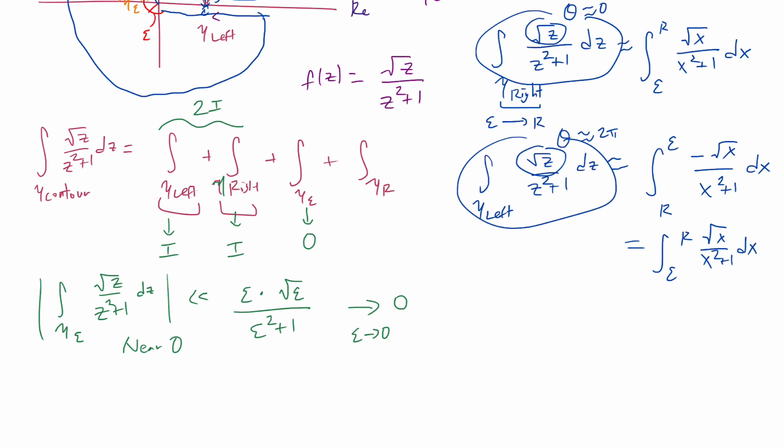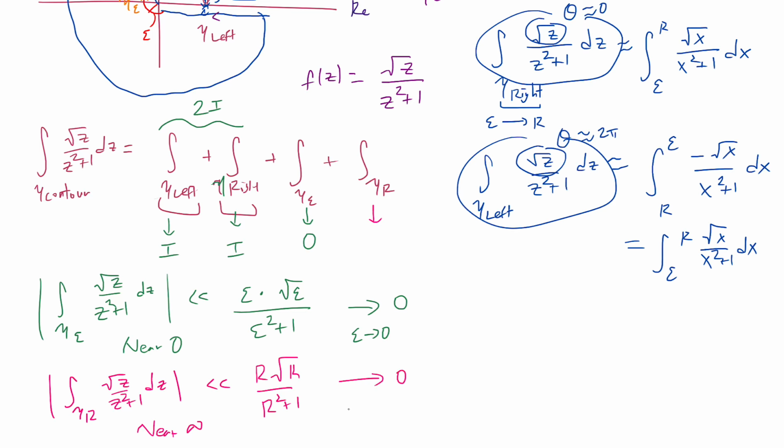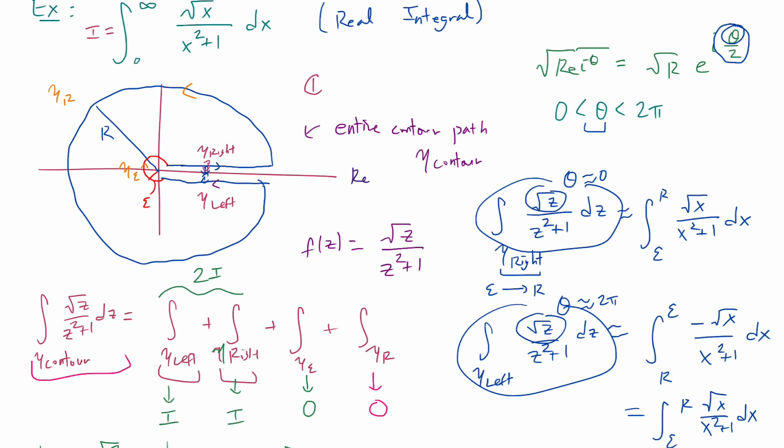And what about finally, the gamma r part? Well, now you're near infinity, in the sense that r is blowing up to infinity. And again, using the same sort of argument, this is r times the square root of r over r squared plus 1. And as r blows up, this again goes to 0 because you only have r to the 3/2 power on the top. So this goes to 0, this goes to 0.